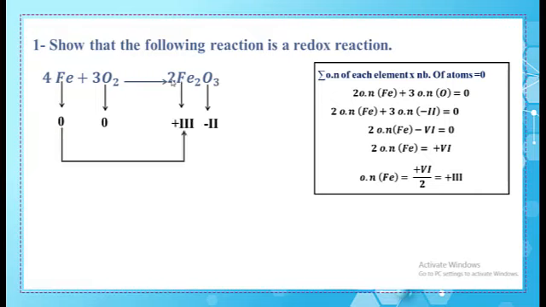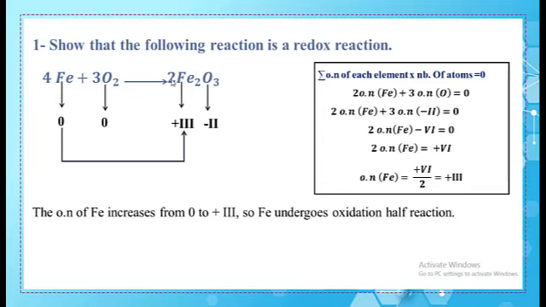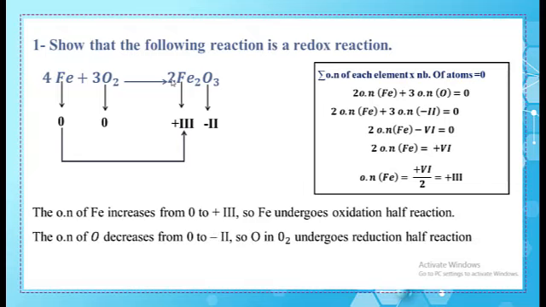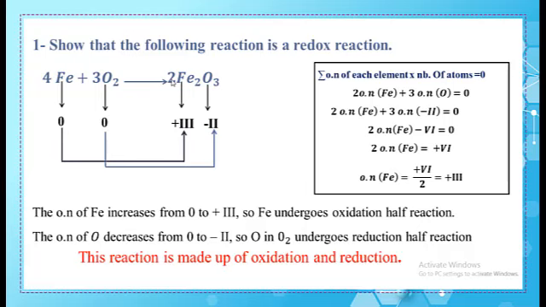So as you can see here, the oxidation number of Fe increases from 0 to plus 3. So Fe undergoes oxidation half reaction, while the oxidation number of oxygen decreases from 0 to -2. So oxygen in O2 undergoes reduction half reaction. This reaction is made up of oxidation and reduction. Thus, this reaction is a redox reaction.